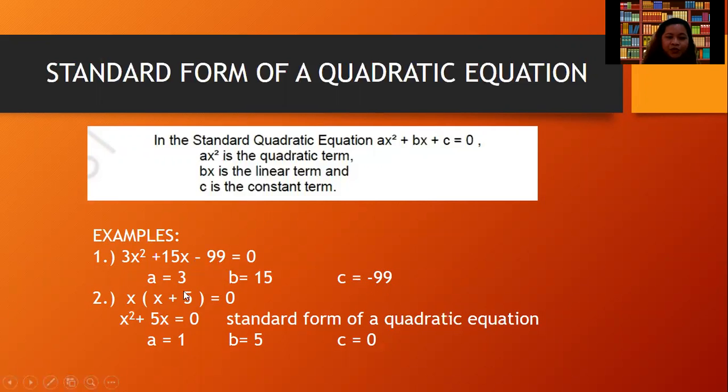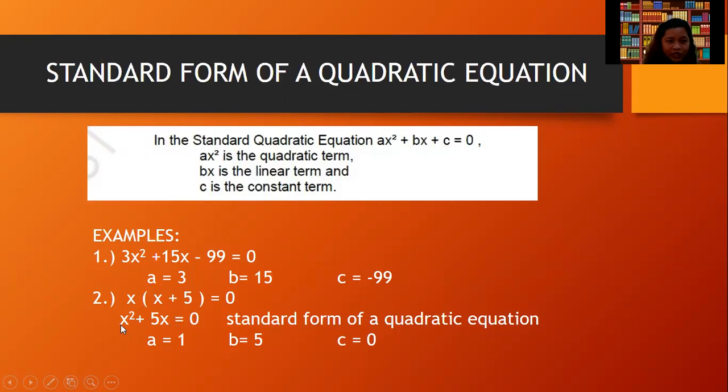Example number 2. x, quantity x plus 5 is equal to 0. Observe that this is not yet in standard form. So therefore, you have to transform this one in standard form. You will be multiplying x to x here. So x times x is equivalent to x squared. x will be multiplied to 5, that will become 5x is equal to 0. So this time, this is already in standard form. You can now proceed to finding a, b, and c.